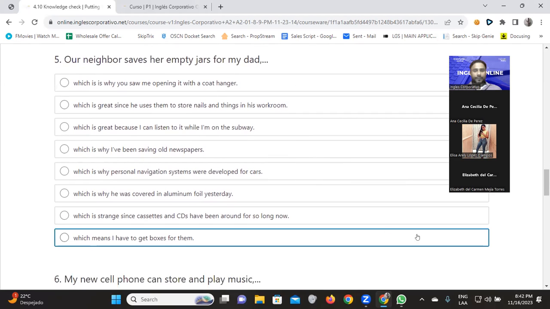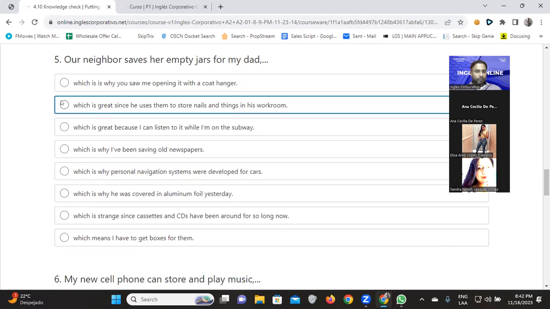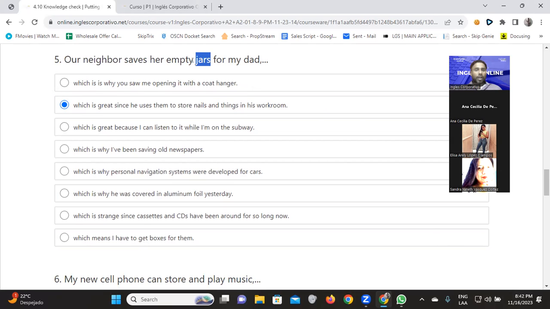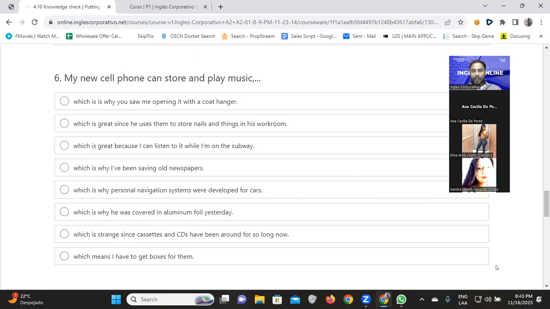Number five. Another volunteer. Me, teacher. Yes, Sandra. Our neighbor saves her empty jars for my dad, which is great since he uses them to store nails and things in his workroom. Very good. Perfect. Repeat, please. Jars. Good job. Excellent. And let me have another participant for number six.